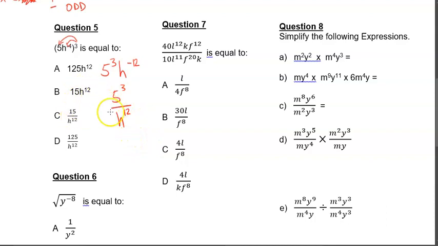Now we also can't see the 5 to the power of 3, so we have to work out what 5 to the power of 3 is, which is 5 times 5 times 5, which is 125. So 125 over h to the power of 12 is our solution.